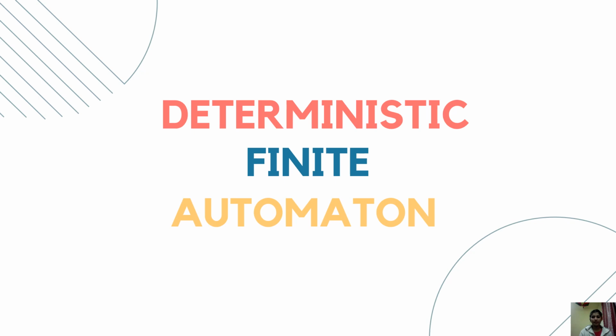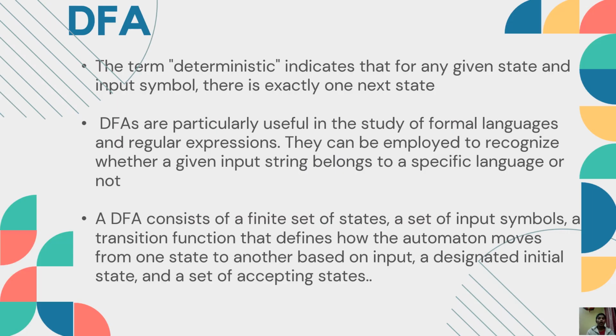DFA is basically deterministic finite automata. What is it? The term deterministic indicates that for any given state and input symbol there is exactly one next state. DFAs are particularly useful in the study of formal language and regular expression. They can be employed to recognize whether the given input string belongs to a specific language or not. And finally, we can say that a DFA consists of a finite set of states, like transition state, initial state, and all, which we'll be learning further.